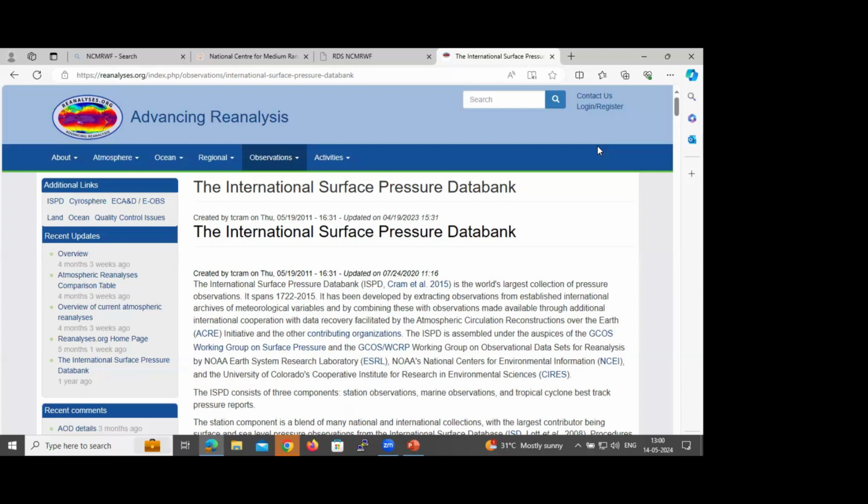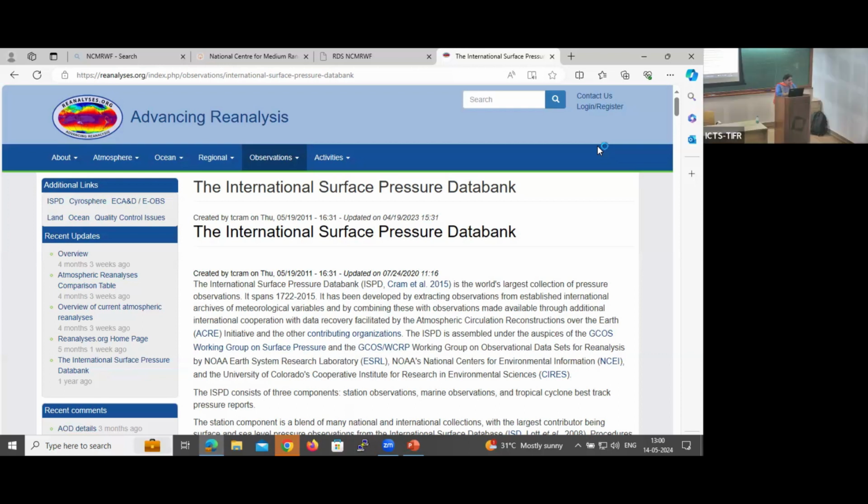I just wanted to know about the static bias correction and variational bias correction. What is going on inside the methodology? You mean the part of data assimilation? Yeah.